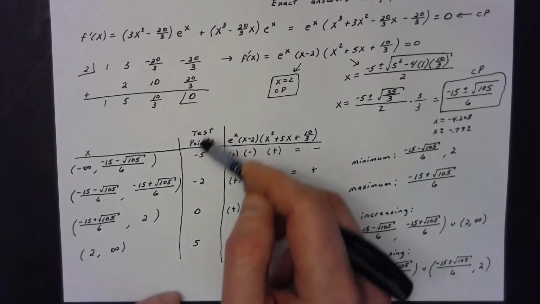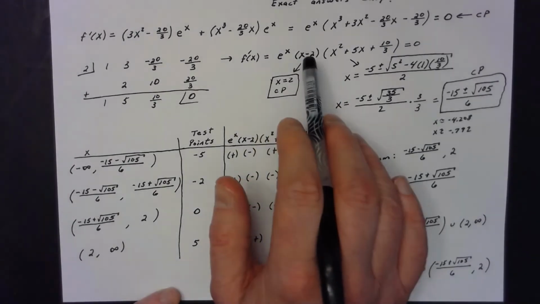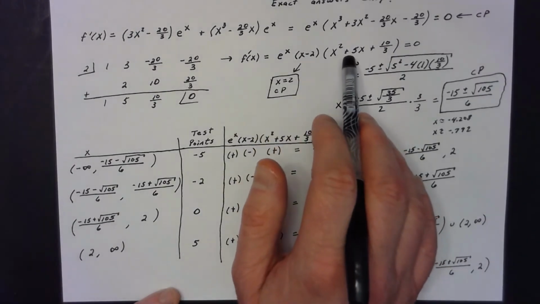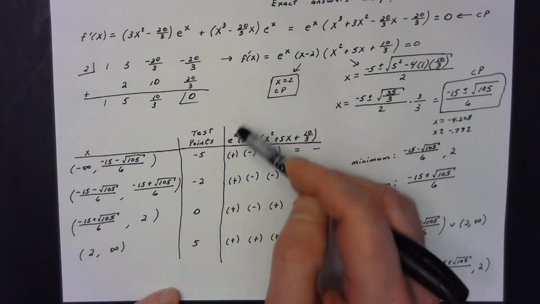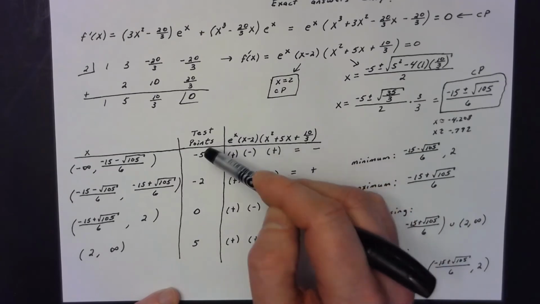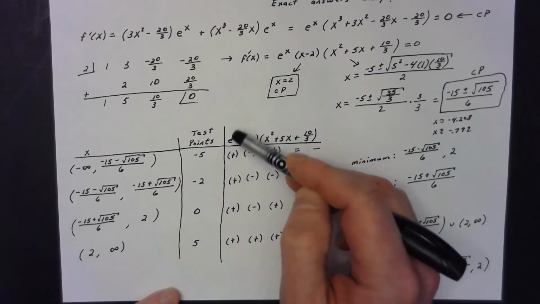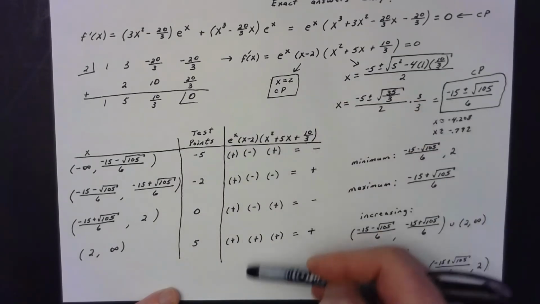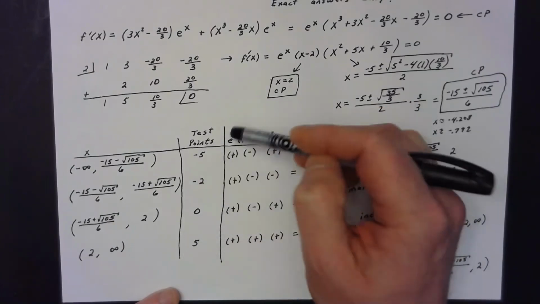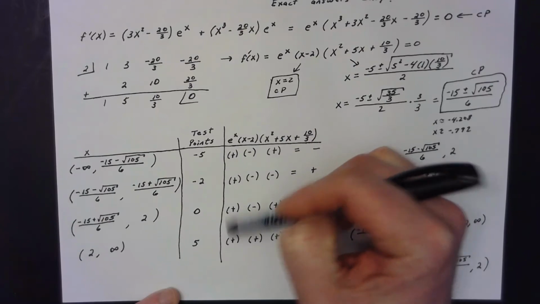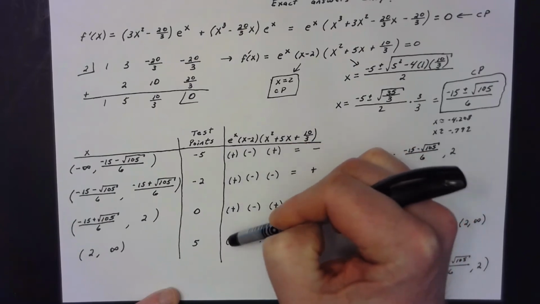Now I plug these test points into my fully factored first derivative. When I did that, I noticed that the first factor, e to the x, no matter what I plug into it, is always positive. I always do these by each factor. So I just went ahead and put 4 positives for each of those.